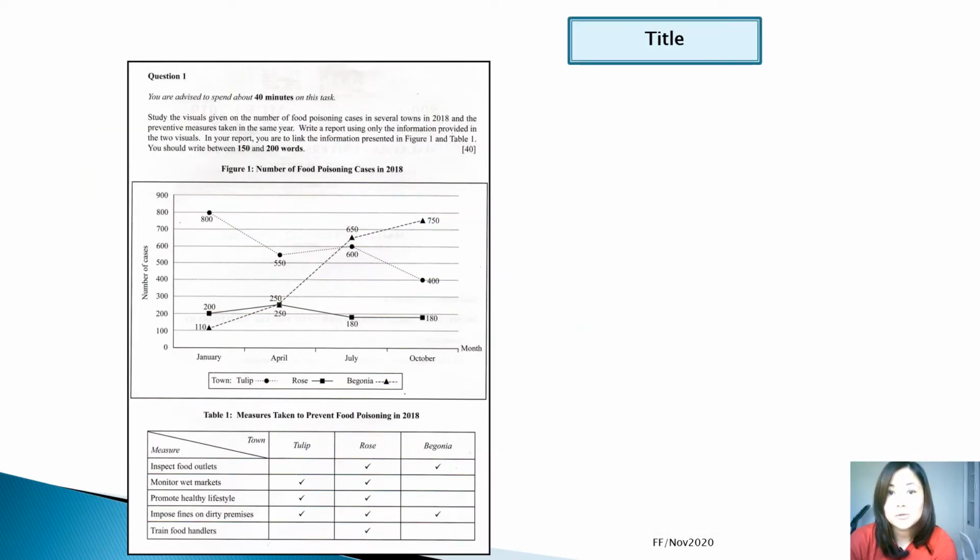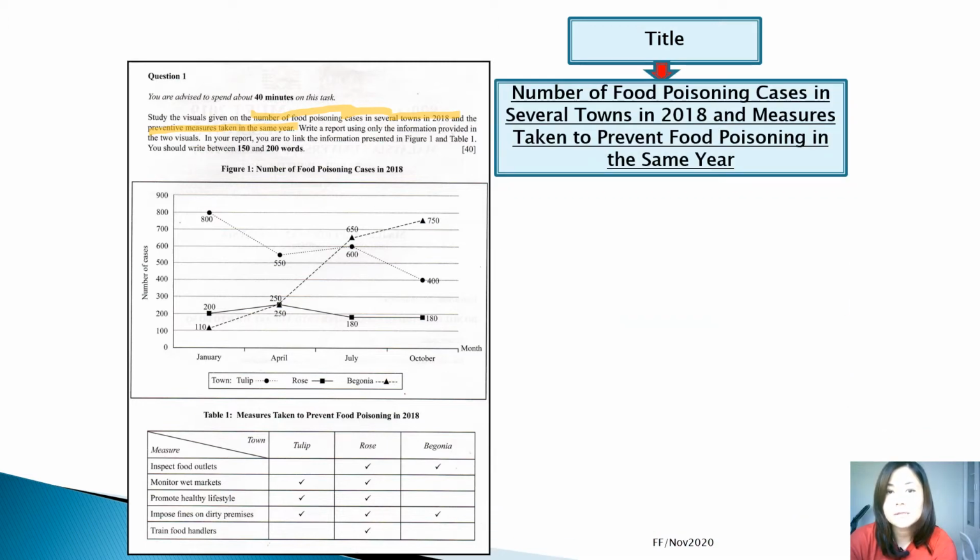Now, let's look into the title. You can actually get the title from the rubrics of the question as what I have highlighted for you. Okay, number of food poisoning cases in several towns and preventative measures taken in the same year. So candidates are to identify this as a title and rewrite it in your analysis, your report writing. So that should not be a problem.